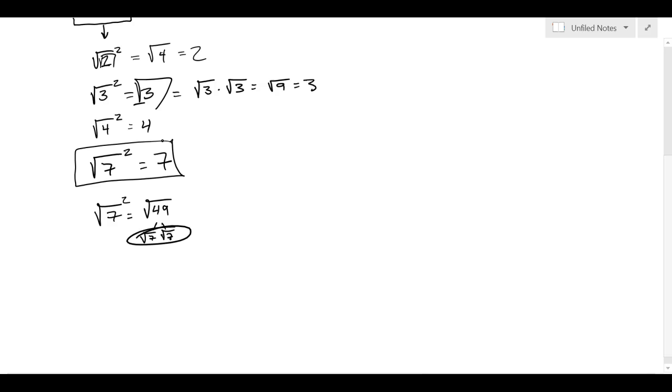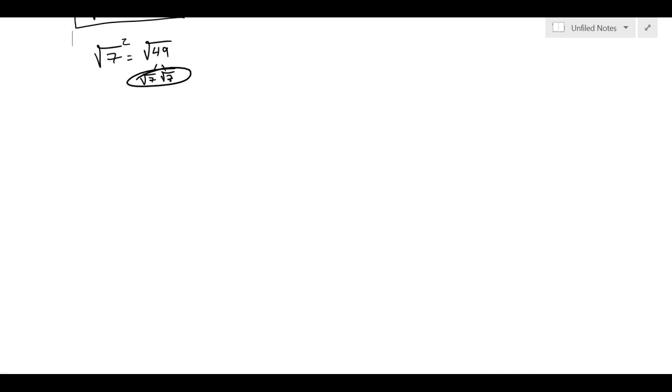That's how it works. Now, we're going to do a video next that's going to look at some things like this. Radical x squared, well, hopefully you see that's just x. Radical x y squared, well, that's x y. However, there's some weird things with that we're going to get into later.